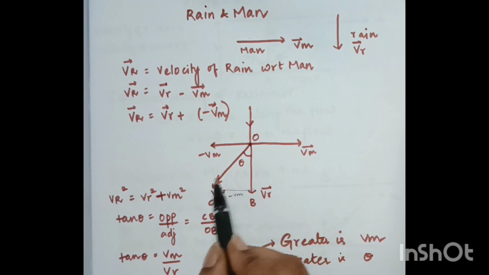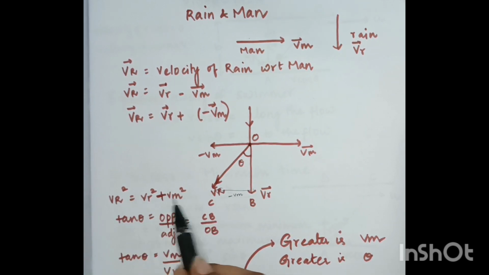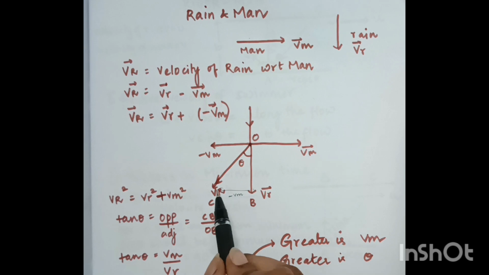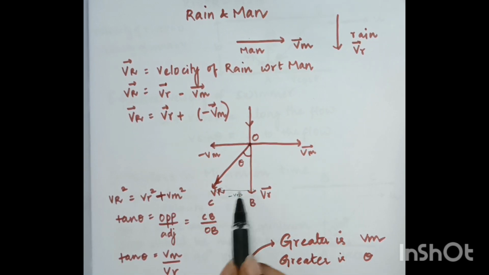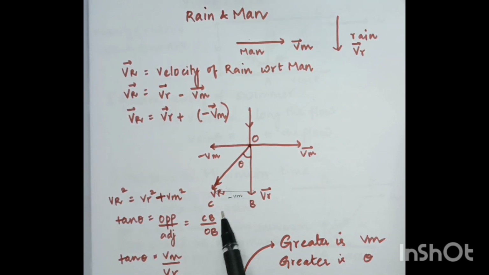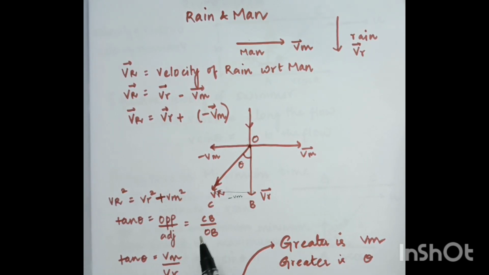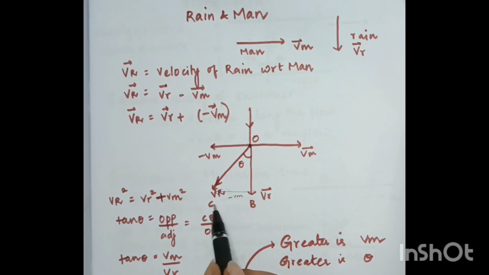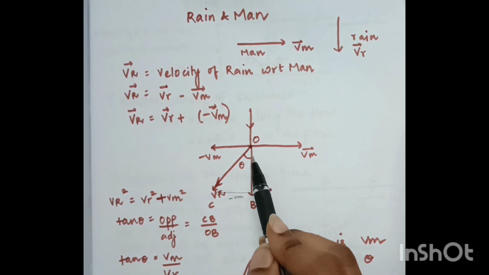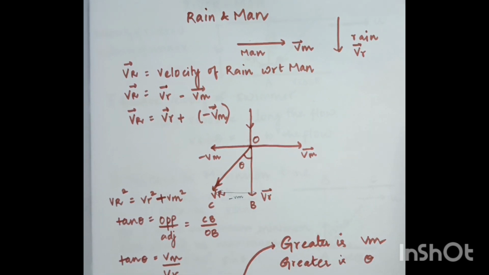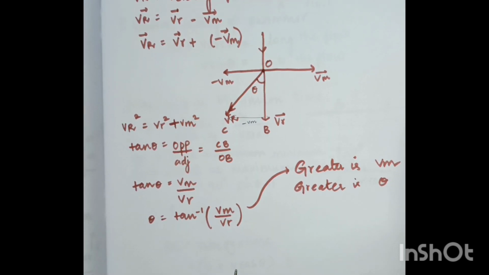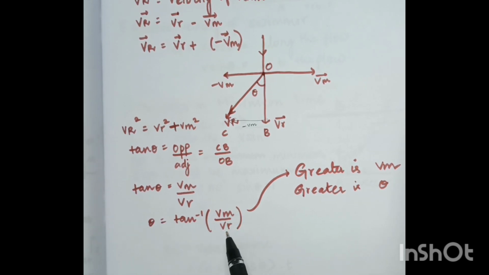Now, using Pythagoras theorem, we can say VR square equals VR square plus Vm square. Also, we can write tan theta equals opposite by adjacent. What is opposite? That is CB, adjacent is OB. What is CB? It is Vm, velocity of man. What is adjacent? Velocity of rain, VR. So theta equals tan inverse Vm by VR.